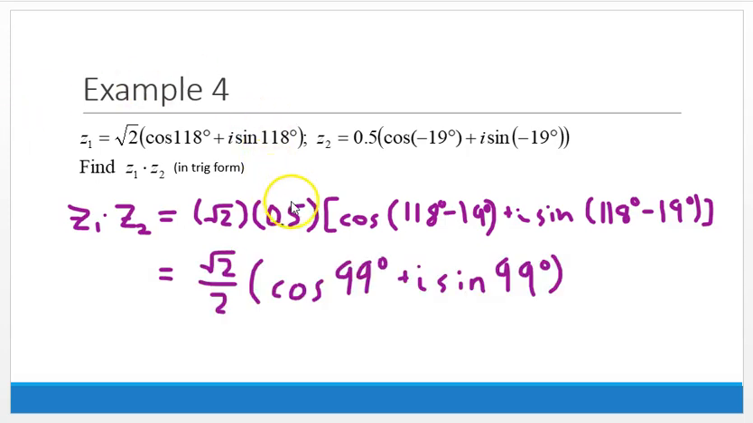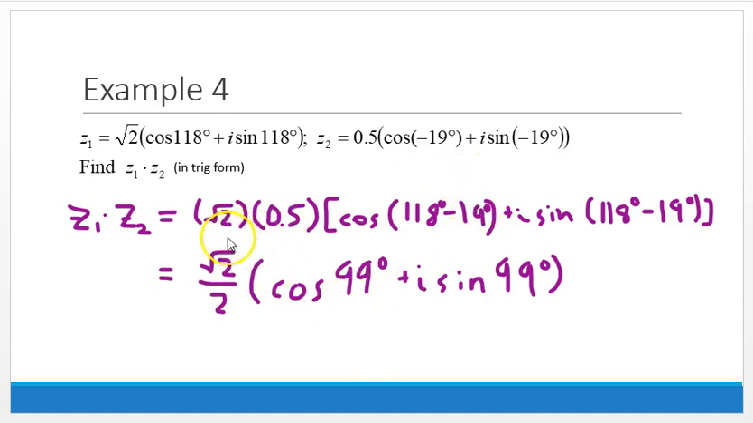So I've chosen to think of the value 0.5 as 1/2, and then I did 1/2 times square root of 2 over 1, multiply straight across, so the numerator times numerator and denominator times denominator. I usually prefer the fraction form when I have the choice. And then for the theta values, I was just combining 118 minus 19 is 99.